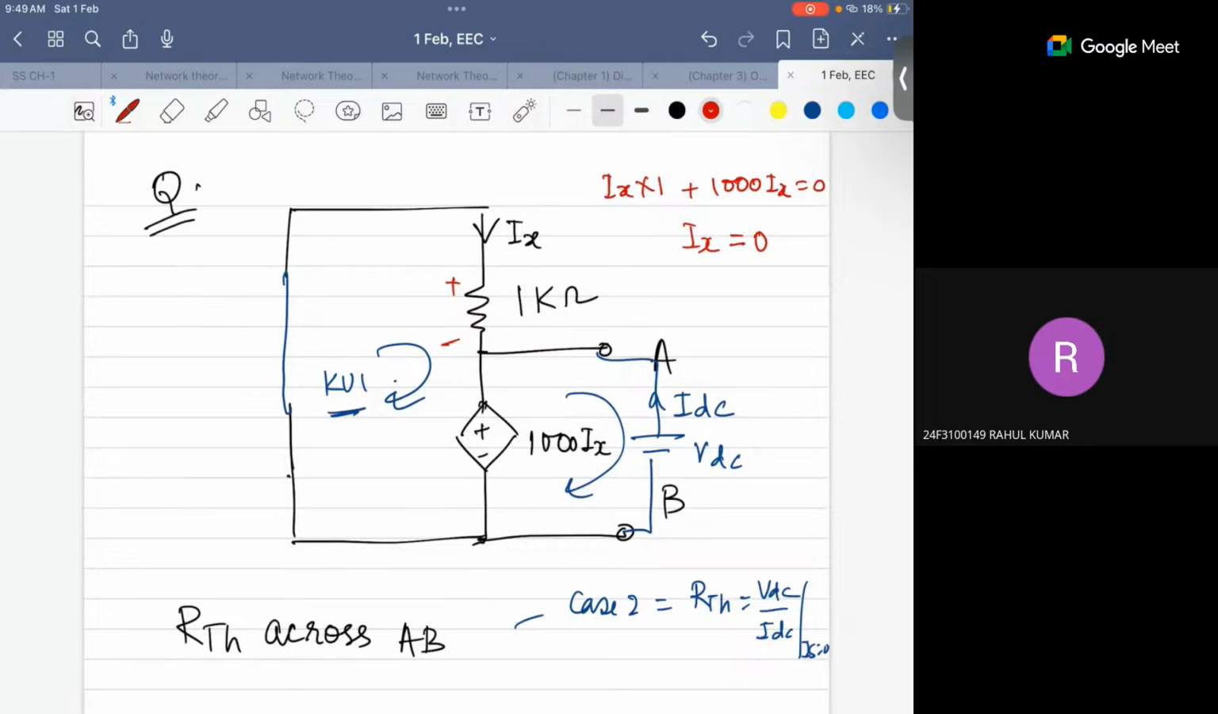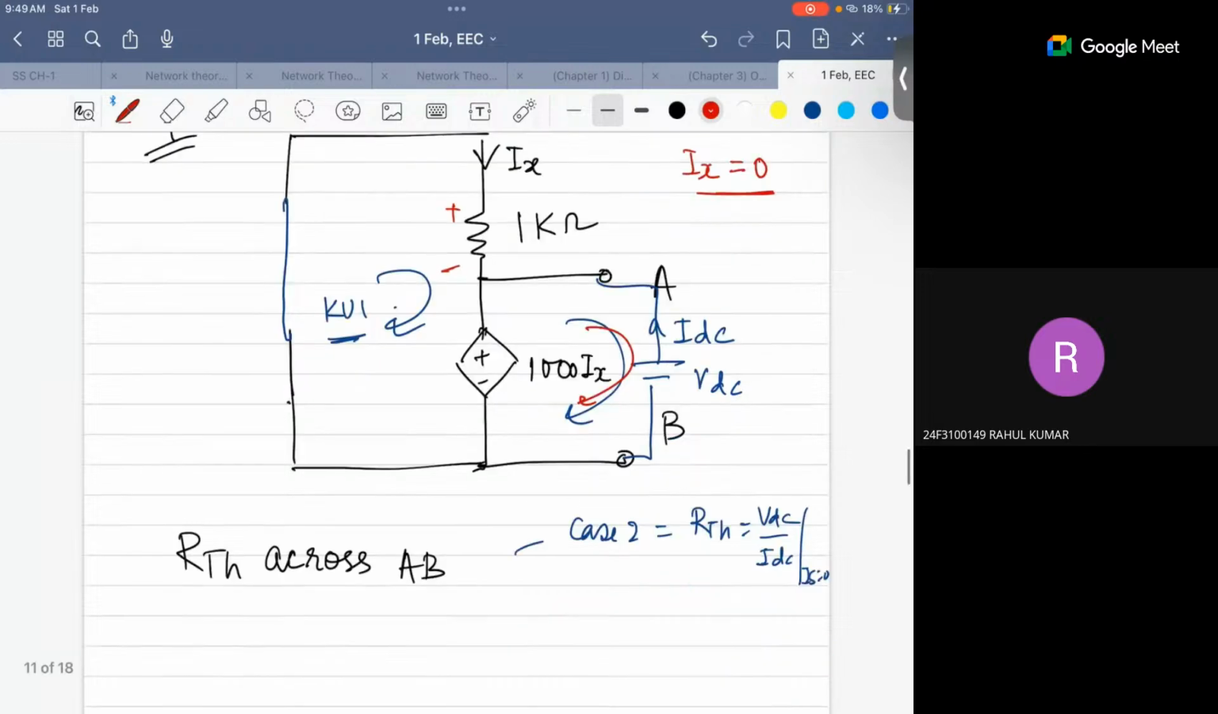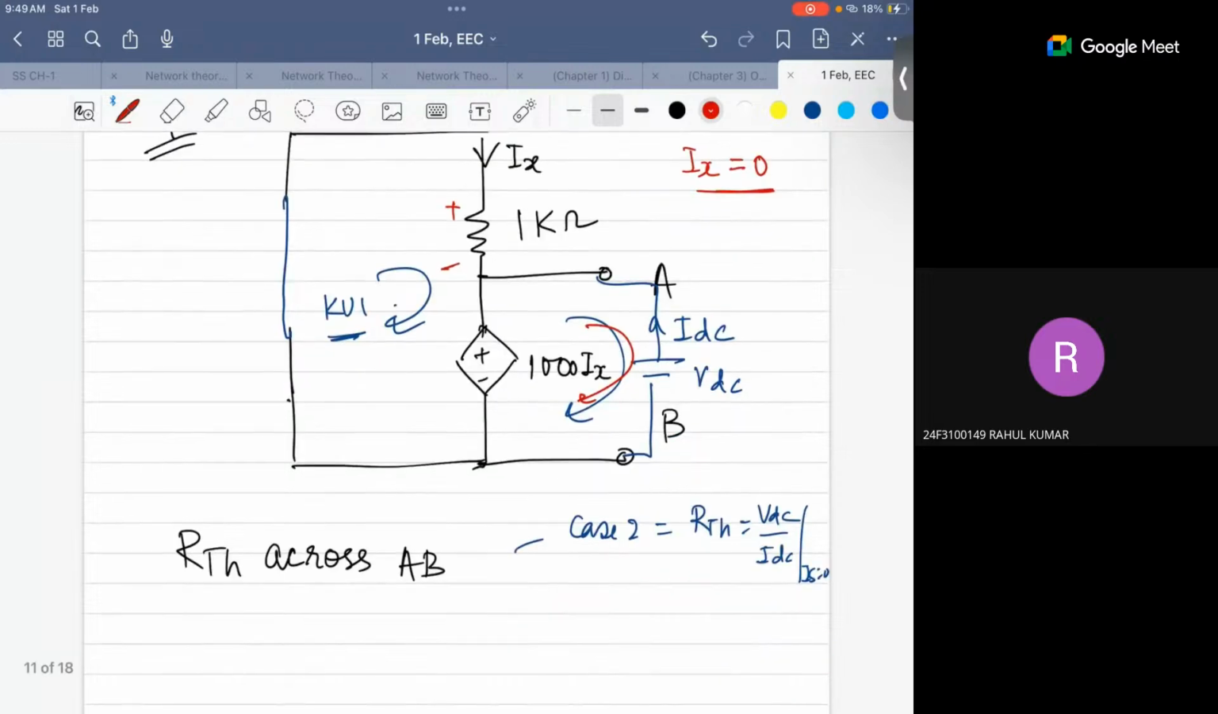Okay. So Ix is 0. If Ix is 0, now use it in this circuit. So if Ix is 0, this is what drop is what. So there is a gain of, if you'll just take it VDC, and then equals to 1000 Ix. This is 0. So VDC is what? Can get an idea, right?